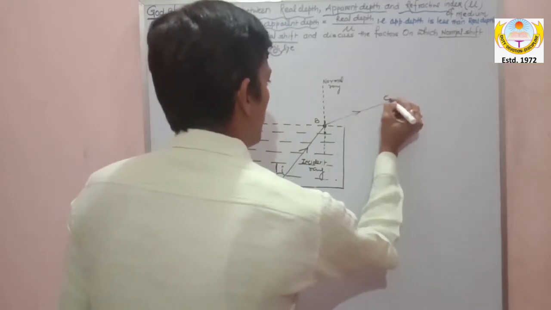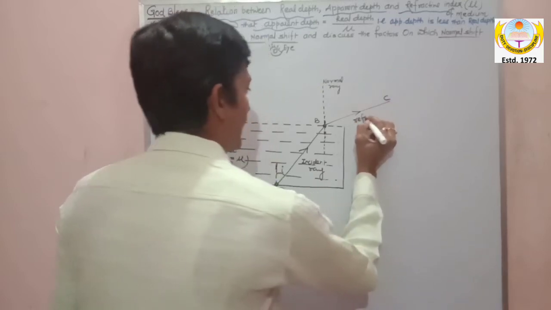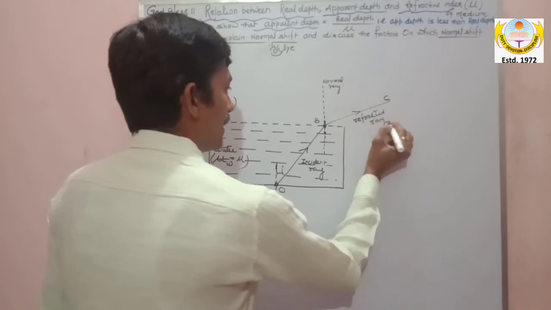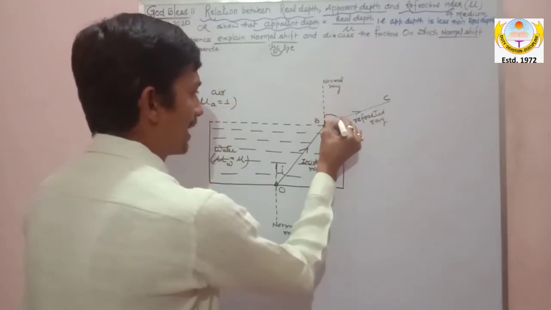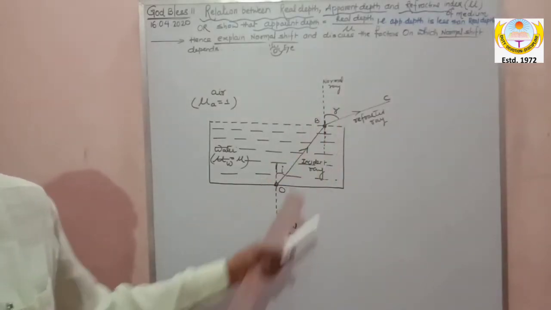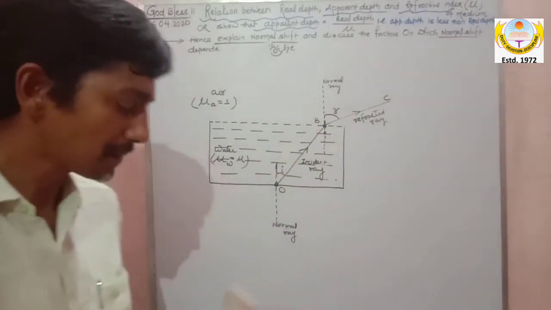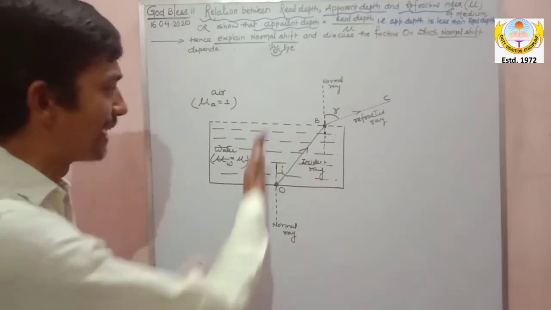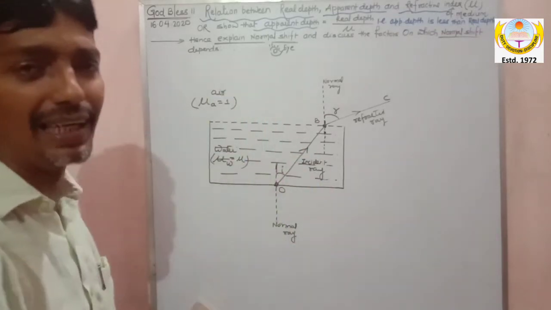So this ray BC is the refracted ray. And here is the normal, it makes an angle and that angle is R. I hope there is no problem in the diagram so far, you all understand. Okay my dear, now where is the real depth of this diagram? Where is the real depth?